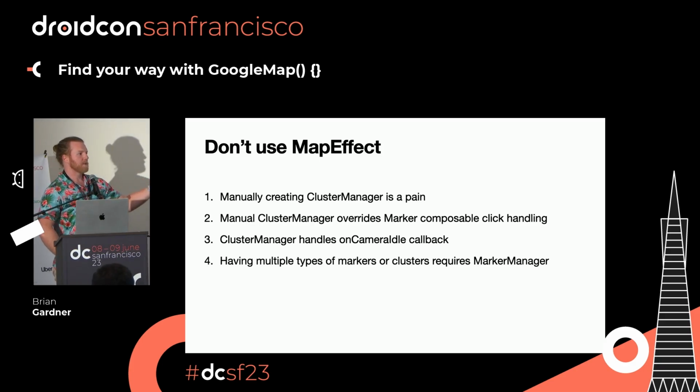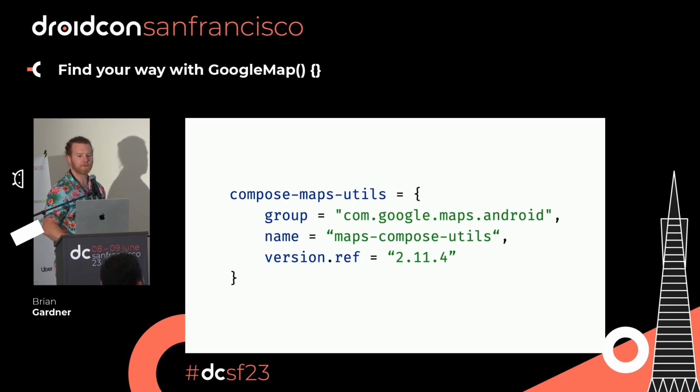But using this in Compose land was not great because if you used a cluster manager, if you also tried to use a marker composable, the cluster manager intercepts all of the touch events. So your marker will no longer react to any kind of touch events, and that's not great. So basically everything has to go through the cluster manager. Also, if you wanted to have multiple different kinds of markers, you'd have to create a cluster manager for each different kind of marker and then combine all of them into one single marker manager, and it's not great. Please don't do that.